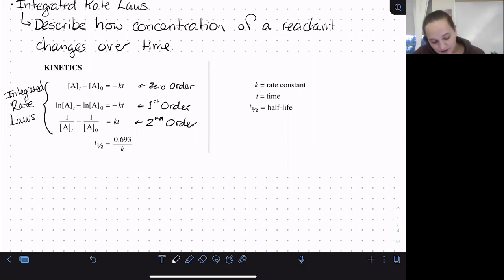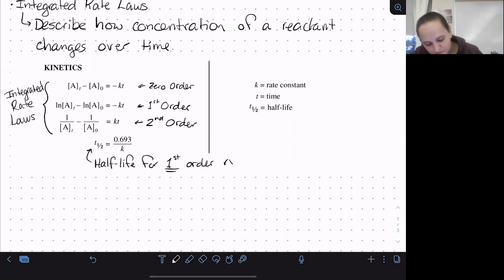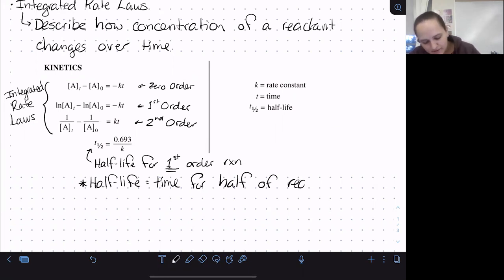This one last equation here is not an integrated rate law, but it does get used along with them pretty regularly. And it describes the half-life for a first order reaction. So you hopefully remember half-life from Chem 1 when we talk about nuclear chemistry. It is the amount of time it takes for half of your reactant to react.